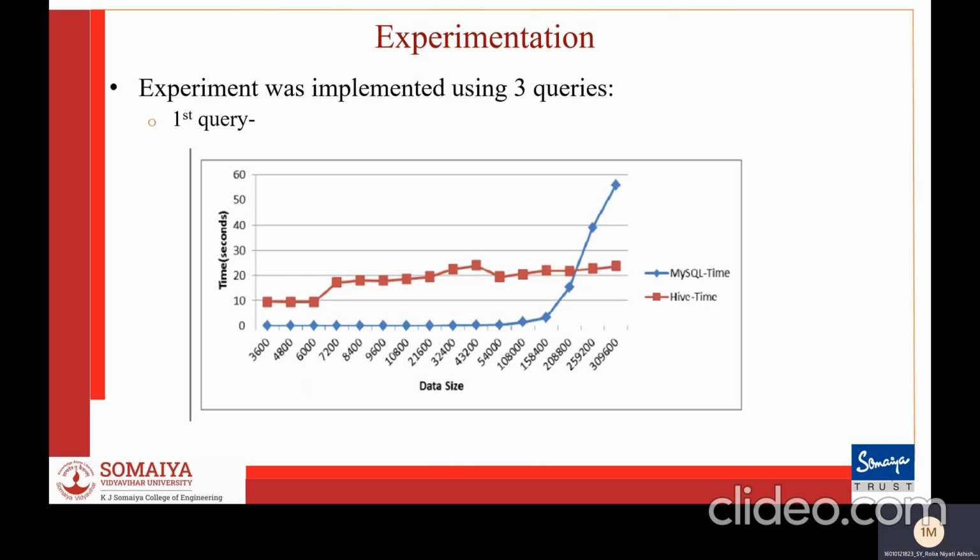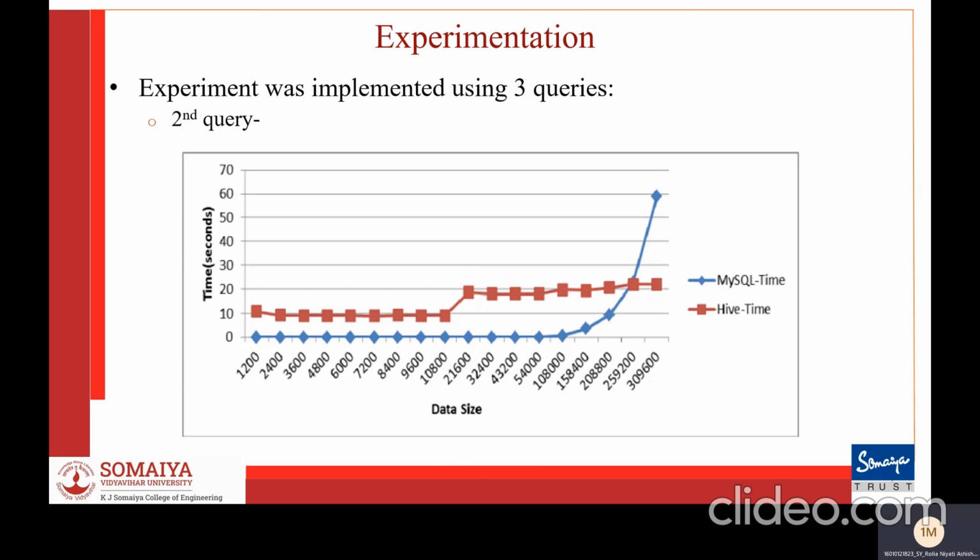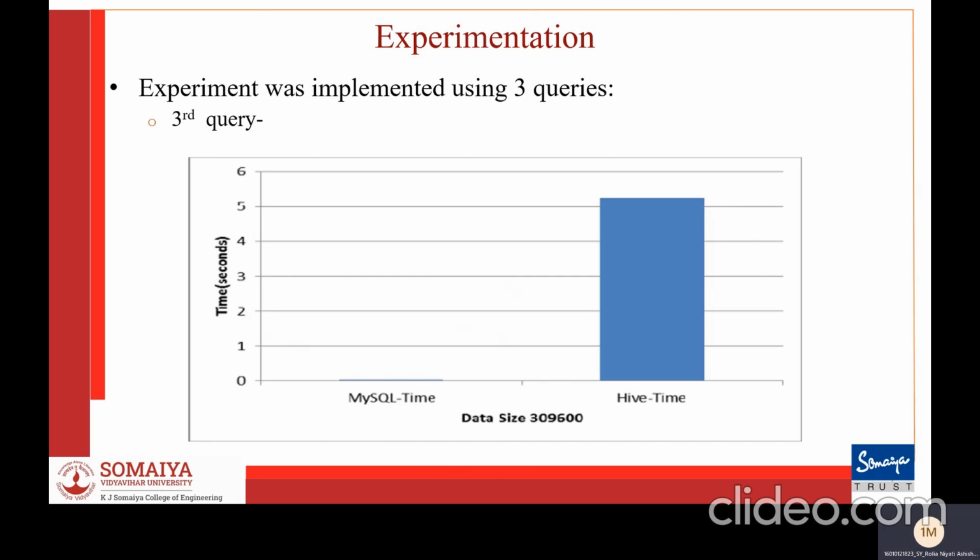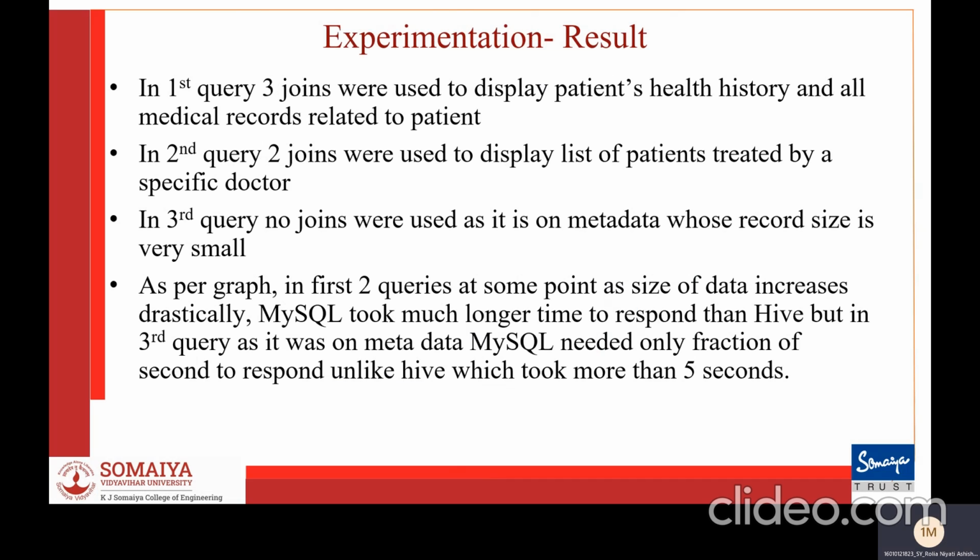This experiment was conducted using three queries. In the first and second query you can see that MySQL time is increasing at a certain point where the size of data has increased drastically, whereas the time taken by Hive Cloud is almost stable with the increasing data size. The second graph is similar to the first, whereas in the third graph, MySQL takes much less time than Hive. So what did these three queries comprise?